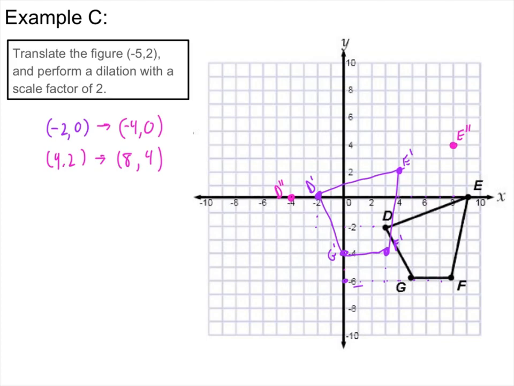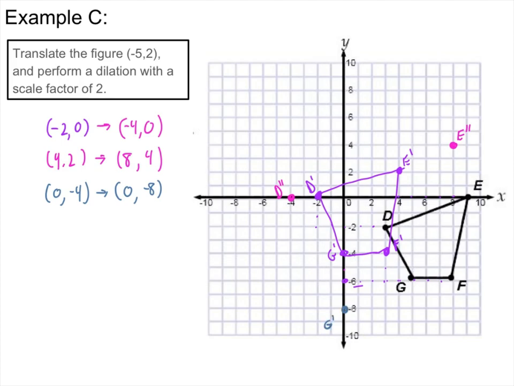Now we're going to do the same thing to G. So our G prime appears to be at 0, negative 4. We're going to multiply that by 2. So 0 times 2 is 0. And negative 4 times 2 is going to be negative 8. So 0, negative 8 for our G double prime.